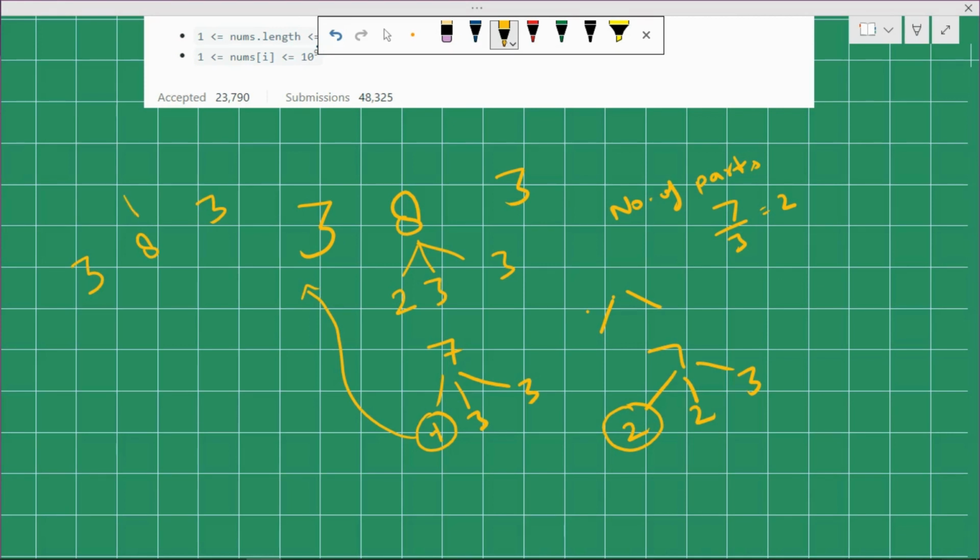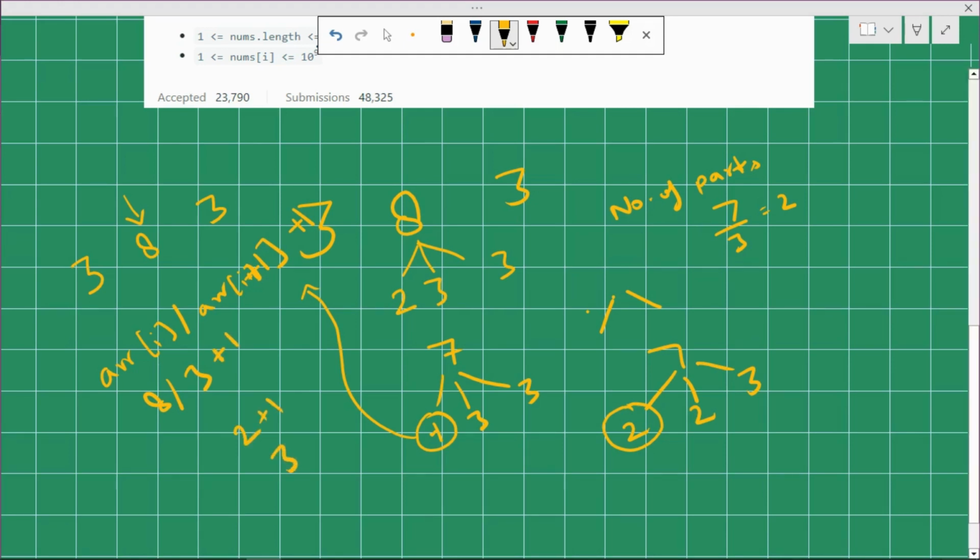We will start from here, the second last element, and we will first calculate the number of parts it needs to be broken, and that will be simply array at I divided by array at I plus 1, plus 1 whole. So here it will be 8 by 3 plus 1, that is 2 plus 1, that is 3. So it needs to be broken into three parts.